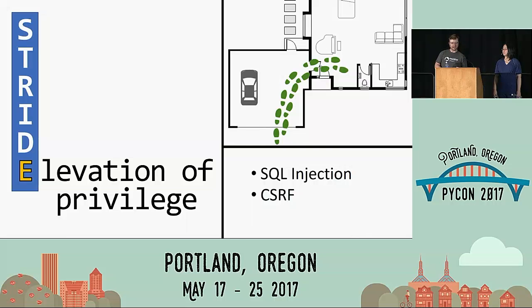And E, finally, is elevation of privilege. Now again, our house is relatively old, and the people who originally built it lived in a much more trusting time, so they didn't put a lock between the garage and the house, which means if I accidentally leave the garage open, somebody can get full access to the rest of my house and steal all of my things.